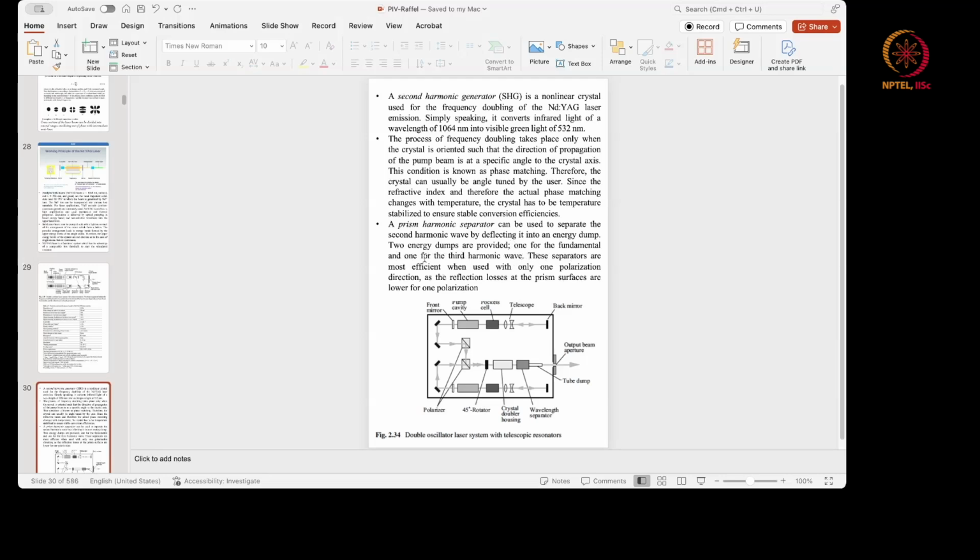So you basically separate out the second harmonic because you don't want the 1064, and you definitely do not want the third harmonic. The third harmonic is also useful for acetone PLIF and stuff like that. But these separators are essential when you are actually dealing with the lasers.